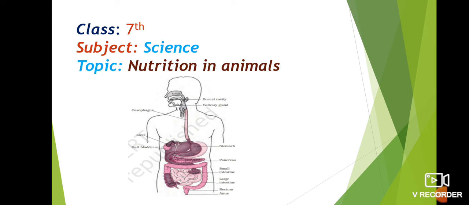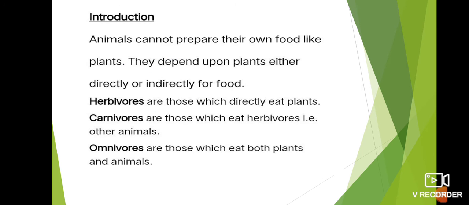Today I'm going to explain the second chapter in science, that is nutrition in animals, for class 7th. You have learned in chapter 1 that plants can prepare their own food by the process of photosynthesis, but animals cannot. They depend upon plants either directly or indirectly for food. We can classify these animals into three types based on their mode of nutrition, that are herbivores, carnivores, and omnivores.